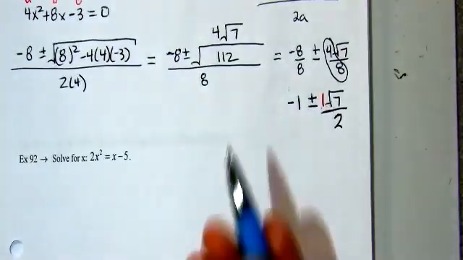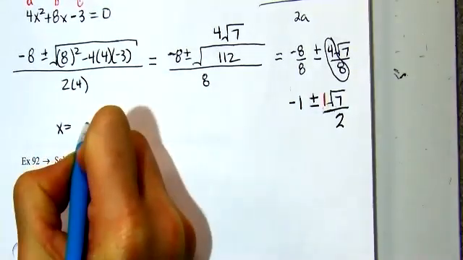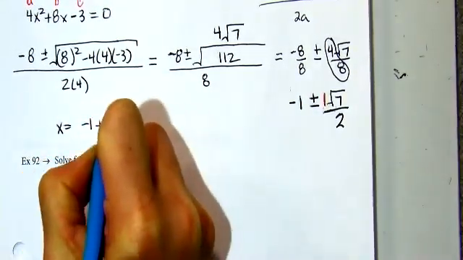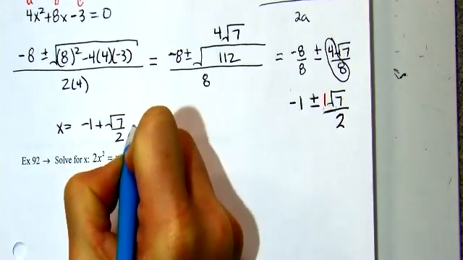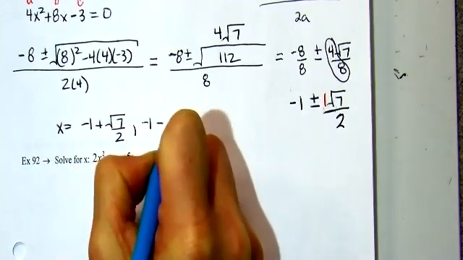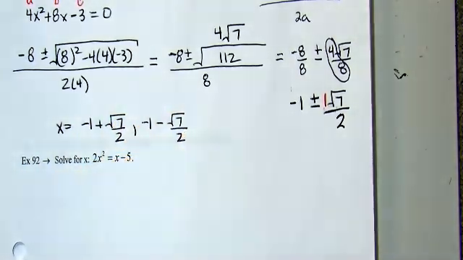And then in WebAssign, again, you would have to pull it apart, say -1 plus the square root of 7 over 2, comma, -1 minus the square root of 7 over 2.